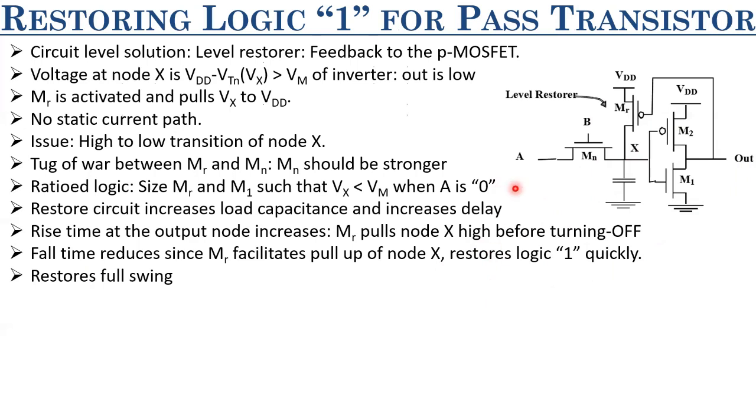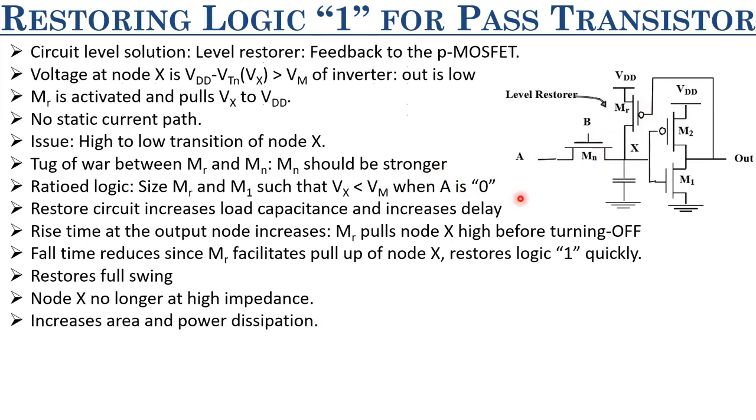Because here, if you size Mn and Mr properly, then logic level low is ground and logic level high is VDD. And also, this node X over here is no longer at high impedance, right? We saw that this node X was at high impedance when we used only one pass transistor and not the second one. So here, this node X is never at high impedance. It's always connected to either ground or VDD via these low resistance paths, right? However, since the capacitances have increased and you have introduced a large number of transistors, it will increase the area as well as the power dissipation.